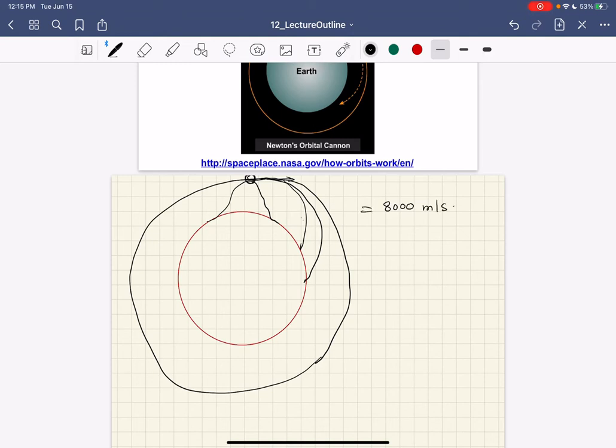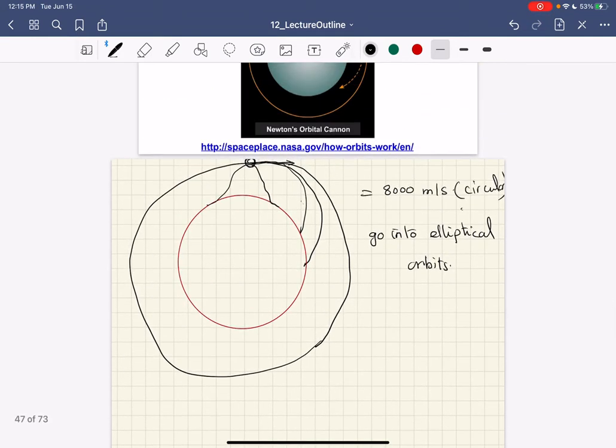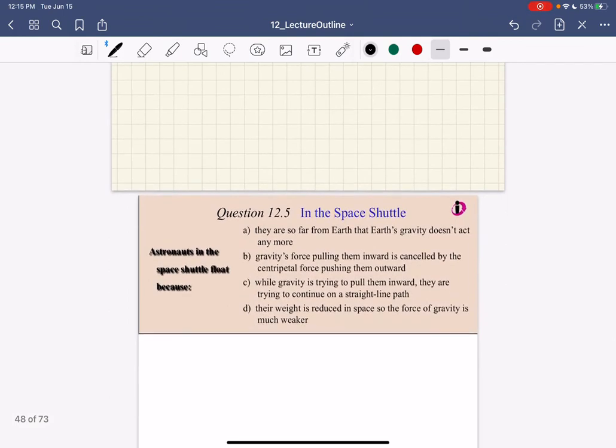Now, any speed above that is gonna make it go into elliptical orbits. Then this one is going to be circular. And this is usually what we do with satellites. Then we're going to go to an elevation, and then we are going to send it with that velocity, and then it's going to stay in its orbit.